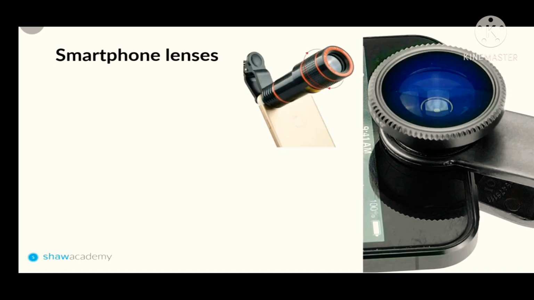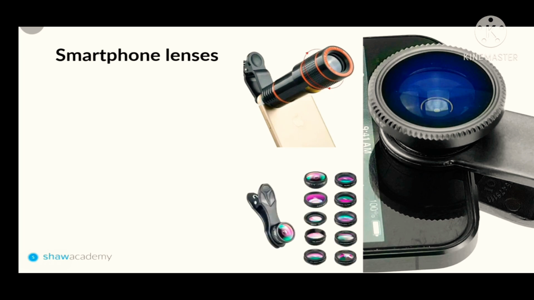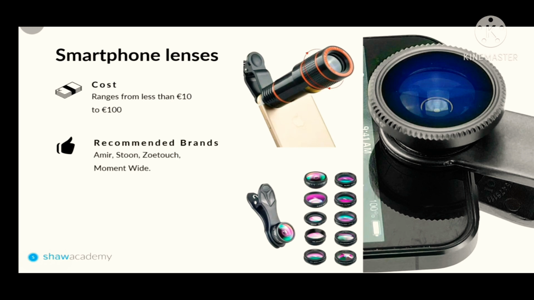So if we wanted to get wider, we can attach wide angle lenses. We can also attach telephoto lenses as well, or a huge range of different ones. And they range from about €10 to €100 altogether. A couple of recommended brands here: Amir, Stune, Zotouch, Moment White. There's so many of them out there, though. The list is endless. And you're going to be able to find them at your usual suspects: Amazon, eBay, and certainly in your local camera shop as well.